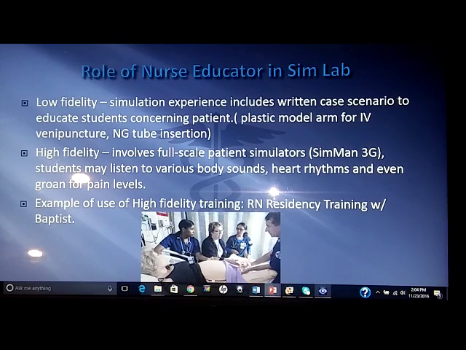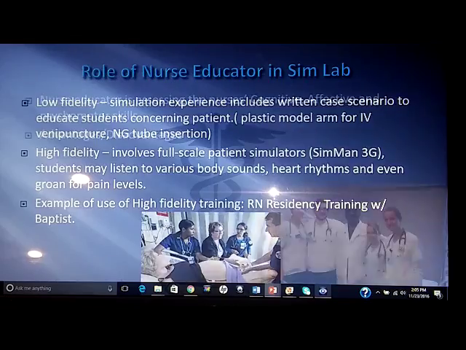We also have high fidelity that's in the Star Center, where the mannequin replicates a real live patient. So students may listen to various body sounds like heart rhythms and even groans as far as pain if a mother is giving birth. And then we use the high fidelity training with Baptist for our Ebola training.